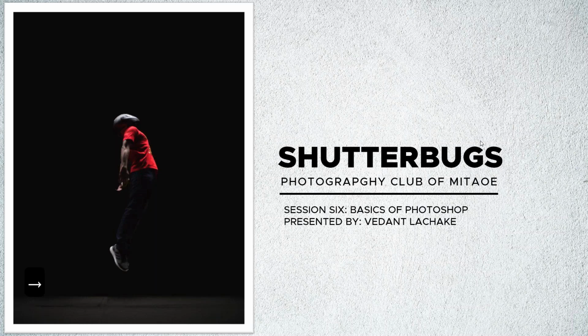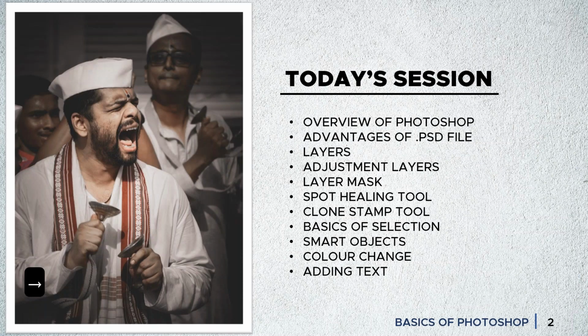So, the things which we are going to cover in this session are an overview of Photoshop, which would be given to each and everyone, adjustments of layer and layer mask, spot healing tools, clone stamp tool, basic selection, smart objects, and color changing. We would be doing all these things. If you don't understand the things which I have written there, you can go to the further pictures which I would be showing you right now and see what the changes will be.